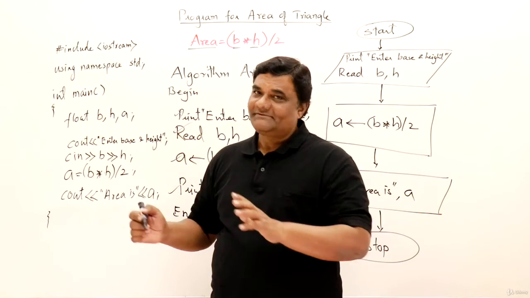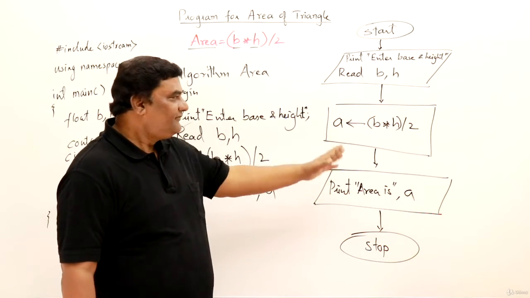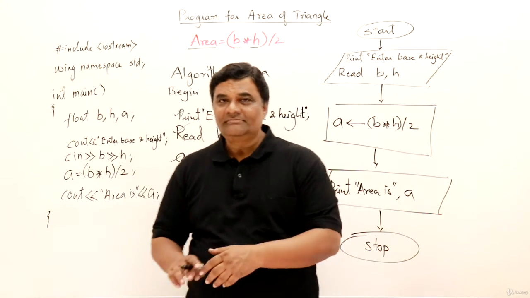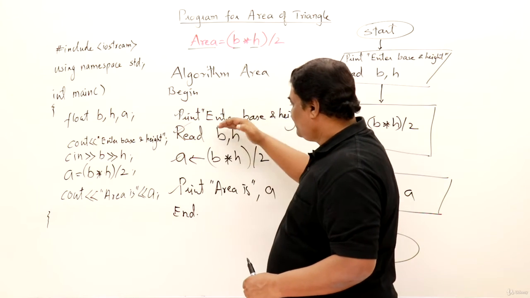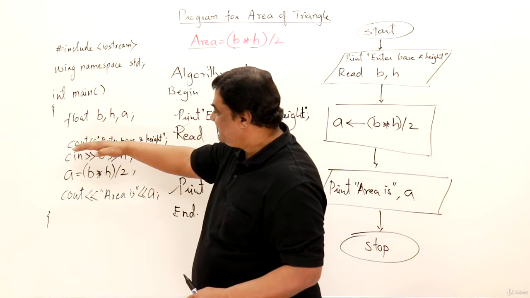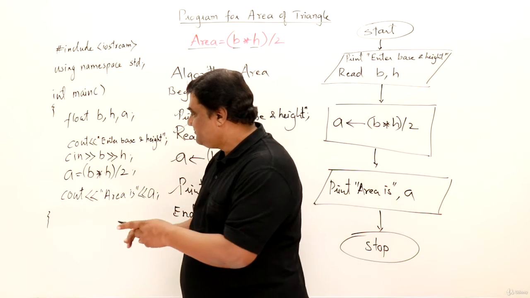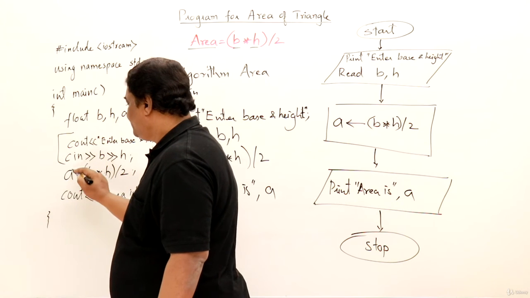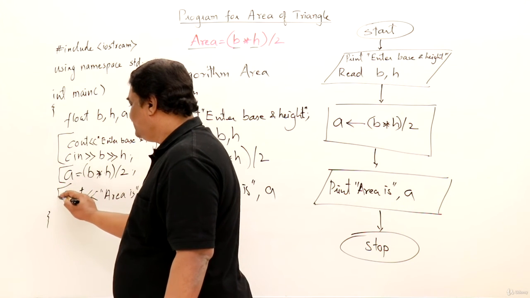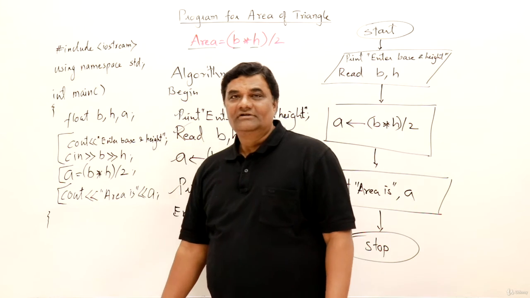So this is the C++ program. So first we have written the flowchart, then converted it to an algorithm that has input, process, output. So this is also having input and then process and output. So these lines are input and this is for process and these lines for output.